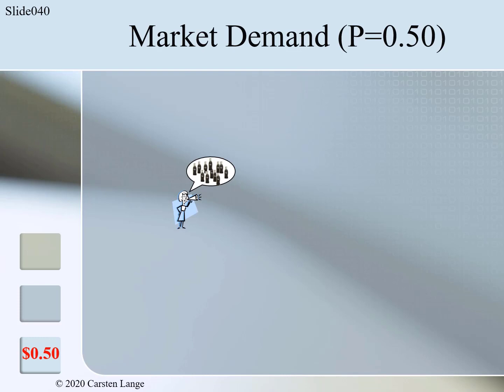If the price is 50 cents, some demanders would demand a quantity of 2 bottles of Coke, some would demand 4, others 7, and so on. What happens if the price increases to $1?